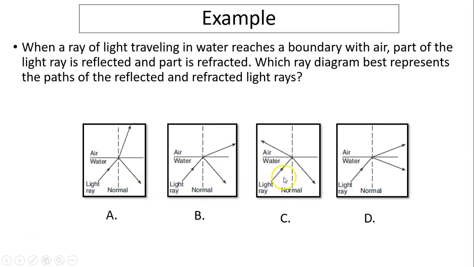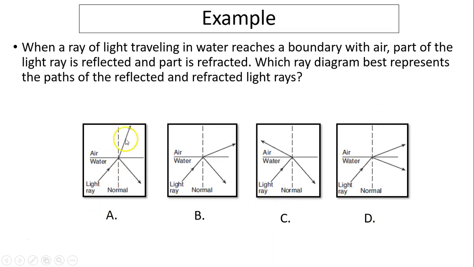Okay, another example. When a ray of light traveling in water reaches a boundary with air, part of the light ray is reflected and part is refracted. Which ray diagram best represents the path of the reflected and refracted ray? So let's take a look. All reflected rays must have the same angle as the incident ray, that's the law of reflection. A, B, C are correct. D is wrong because the reflected angle does not equal the incident angle. So we know it's definitely not D.